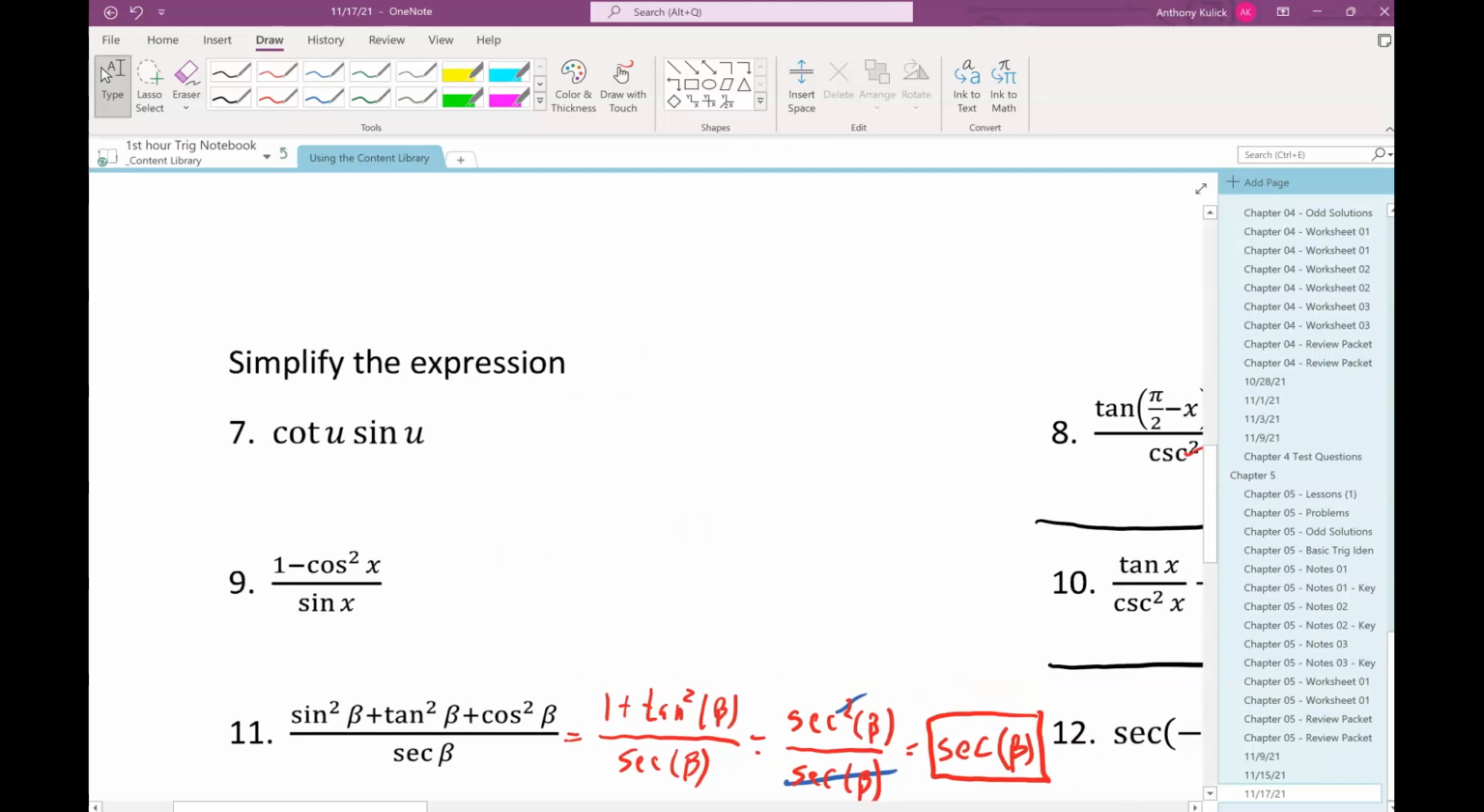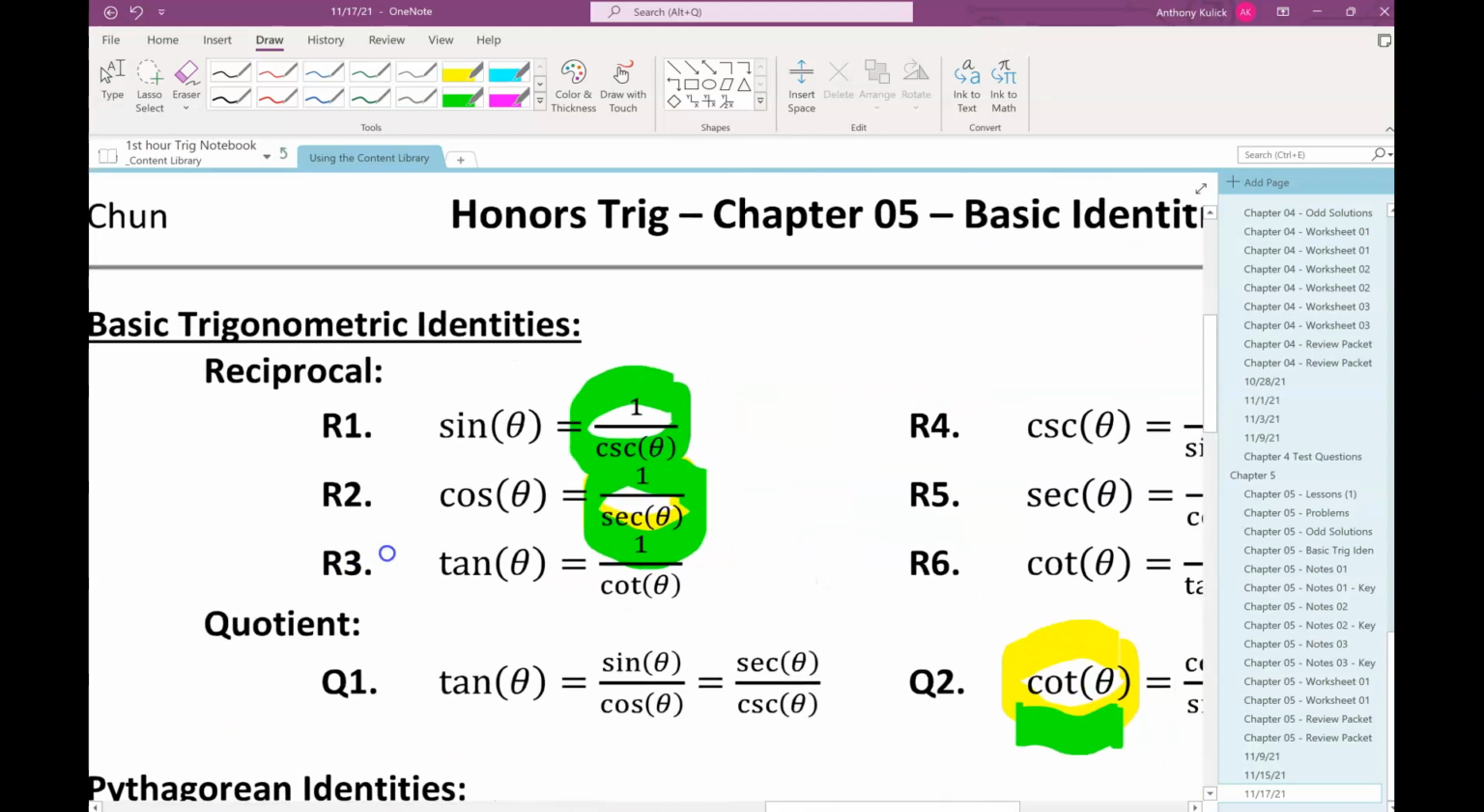Okay. So there's nothing algebraic I can do, right? I just have 2 things multiplied together. They're not like terms, so there's nothing algebraic I can do. So to me, I'm going to go look at my identities. I'm going to look for things that have cotangent in it that I can rewrite in terms of sines, or look for a sine where I can rewrite it in terms of cotangent. So I'll just start at the top of my list.